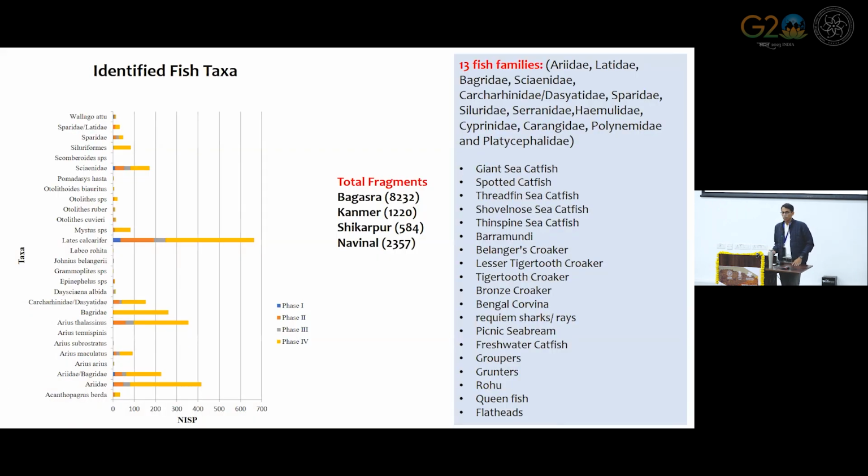And this is a summary of the whole set of identified fish taxa from these sites, and the sample size is indicated there. The maximum number of specimens is from Bagasra, but from the other sites also we have a very good number of samples for this study. These are the identified fish species with their common English names, and they represent 13 different fish families. The total number of species is up to 29. 29 different species of fish have been identified through these studies.